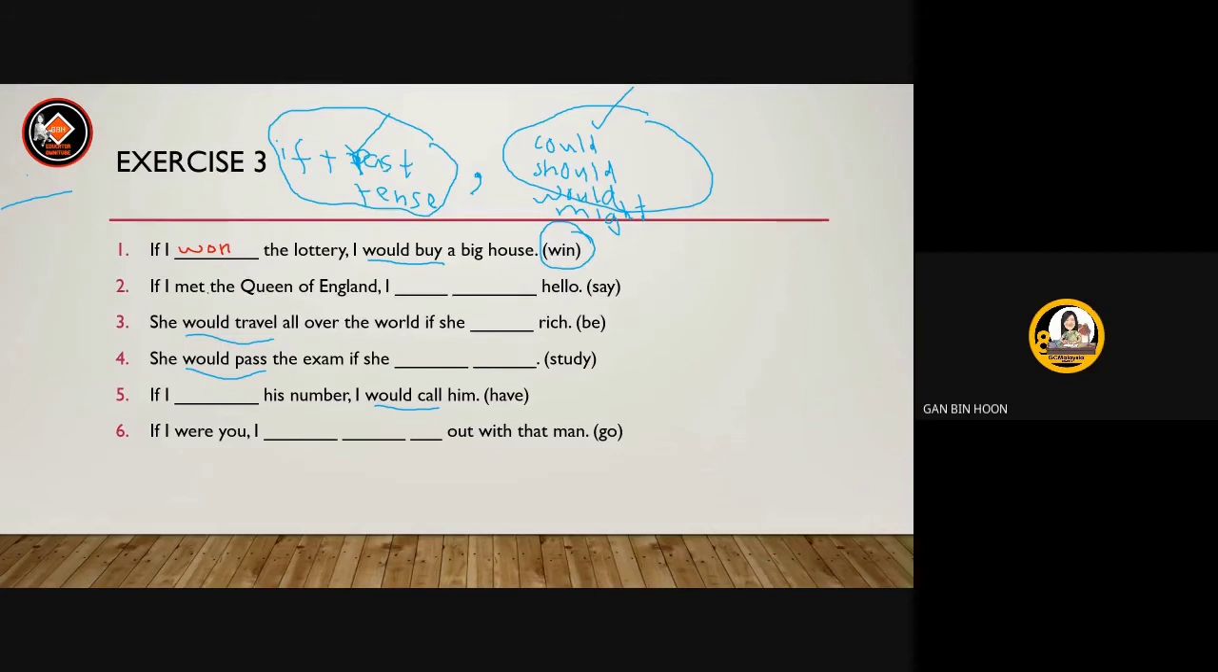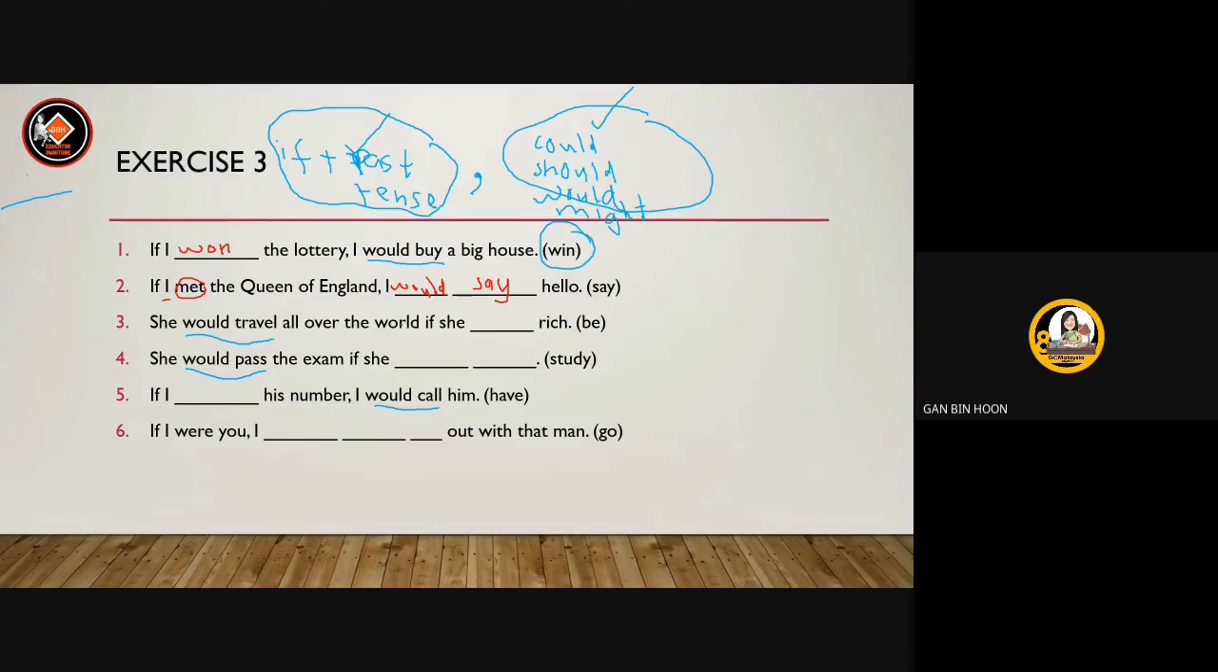Okay, number 2. Ini dah ada teacher. Yes. Past tense of meet is met. So if I met the Queen of England, mungkin tak awak jumpa Queen of England? Tak mungkin, right? Answer here will be, what's the answer, class? Would say. Good. I would say hello. Good. So nampak tak ini dipanggil conditional sentences.